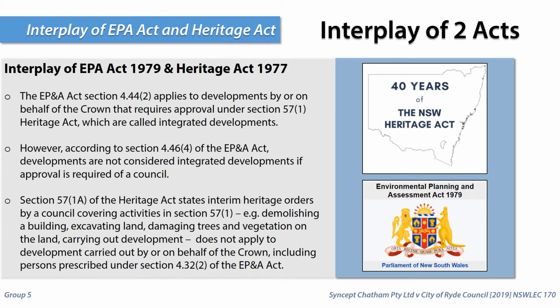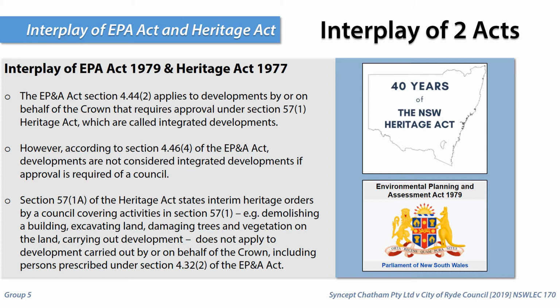Now let's look at some of the interplay between both the acts. The EPA Act Section 4.44 subsection 2 applies to developments by or on behalf of the Crown that requires approval under Section 57 subsection 1 Heritage Act, which are called integrated developments.